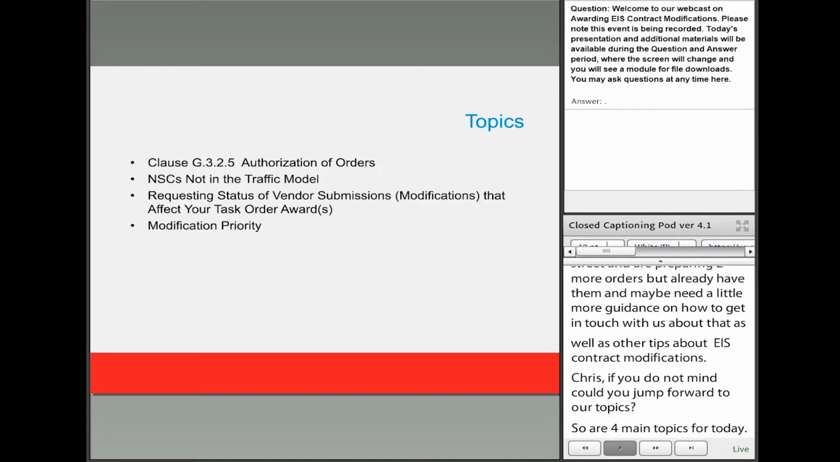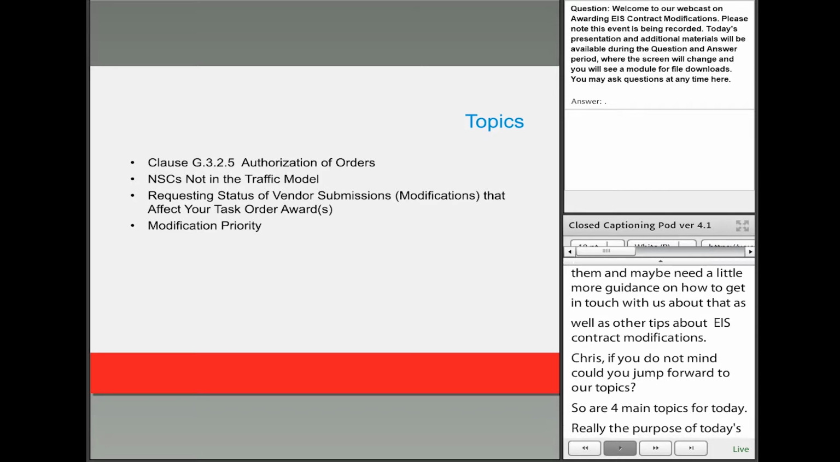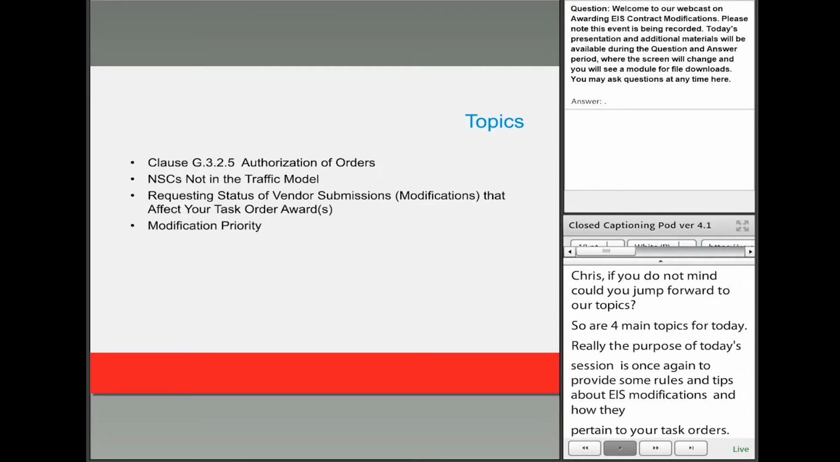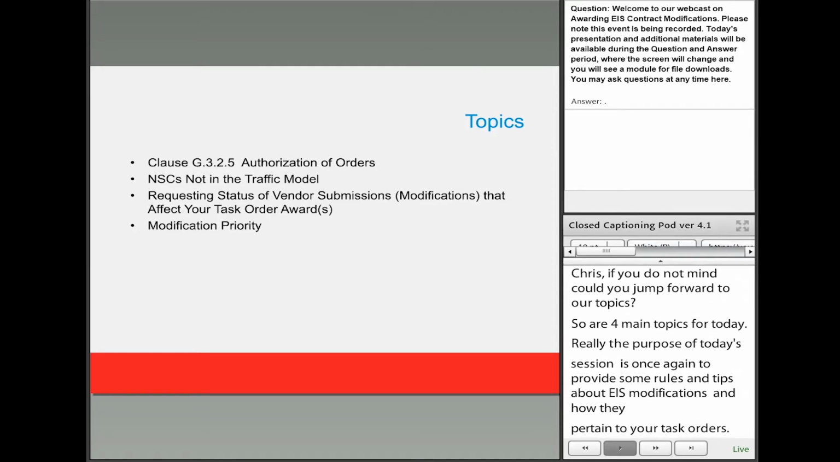So really the purpose of today's session is once again to provide some rules and tips about EIS modifications and how they pertain to your task orders. Everyone needs to be aware of the rules for getting their task orders awarded and to ensure that they're compliant with the contract. And with that, I'll turn it over to Andrea.